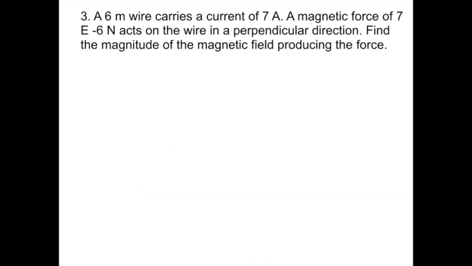Finally, number 3. A 6-meter wire carries a current of 7 amps. A magnetic force of 6 times 10 to the negative 6 newtons acts on the wire in a perpendicular direction. Find the magnitude of the magnetic field producing the force.